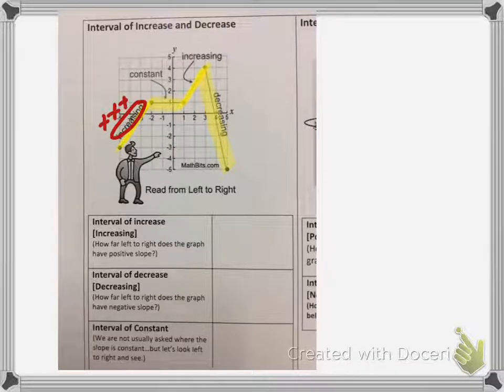The slope is positive until you get to here. Then the slope is constant, which means it's 0 right here. And then the slope is positive again right here. And then the slope is decreasing or negative right here. So if we're going to talk about the interval of increase or the interval of decrease, what we're really looking for is how far left and how far right is our graph increasing, or how far left to how far right is our graph decreasing.